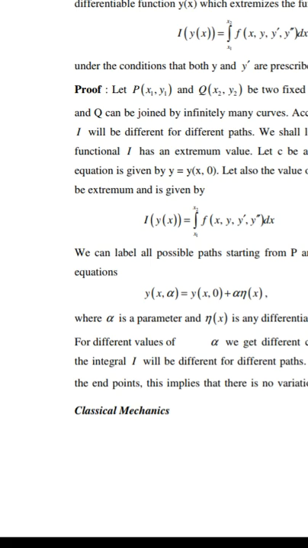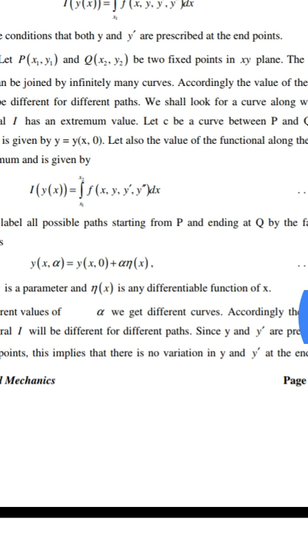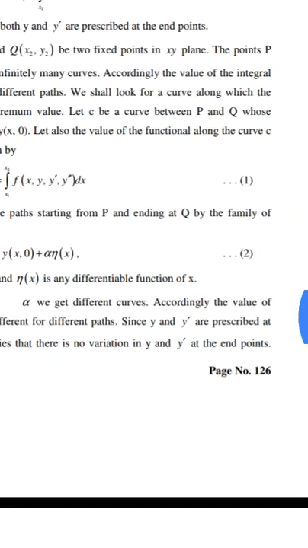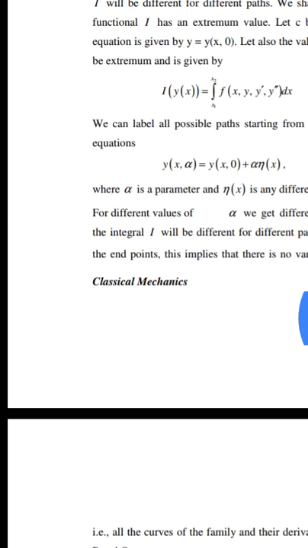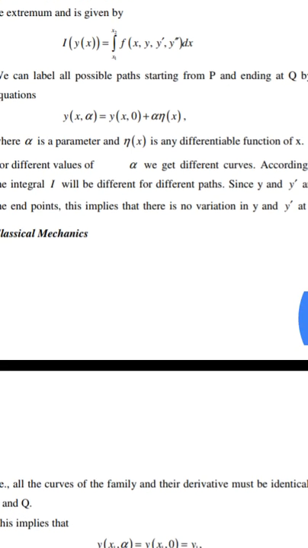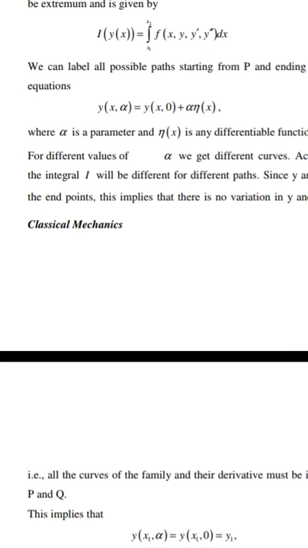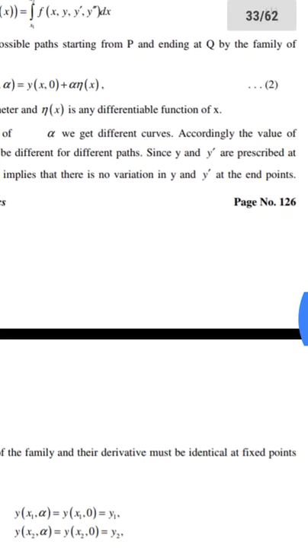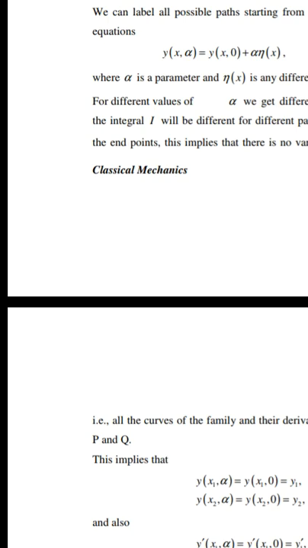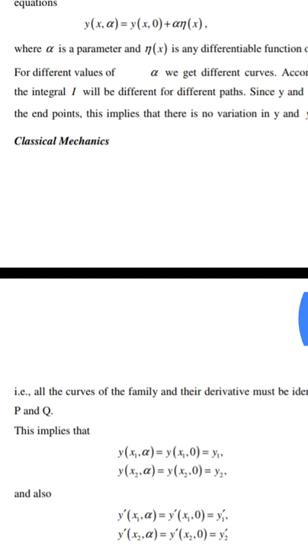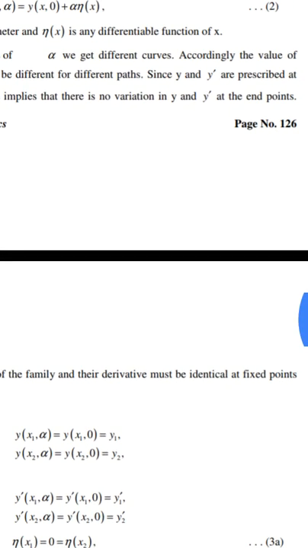We can label all possible paths starting from P and ending at Q by the family of equation y of x alpha is equal to y of x0 plus alpha eta of x, where alpha is a parameter and eta of x is any differentiable function of x. For different values of alpha, we get different curves. Accordingly, the value of the integral I will be different for different paths.